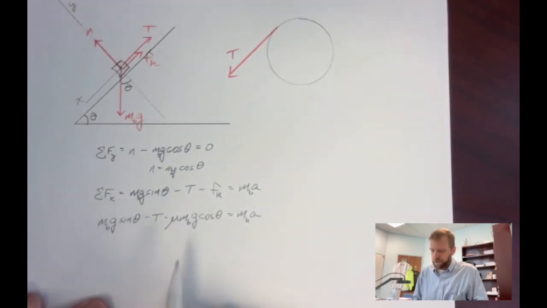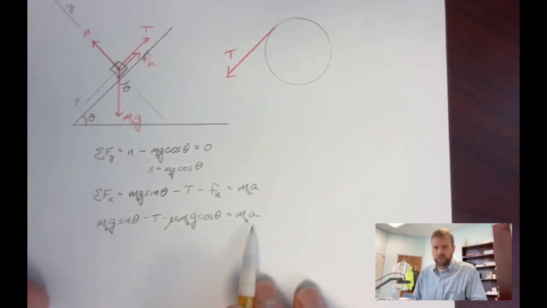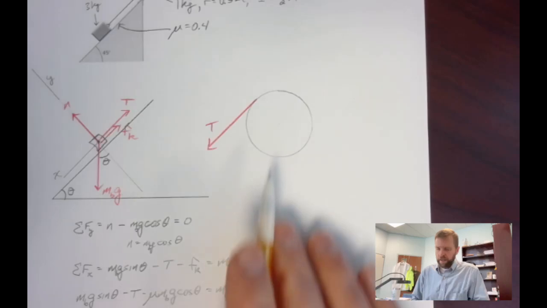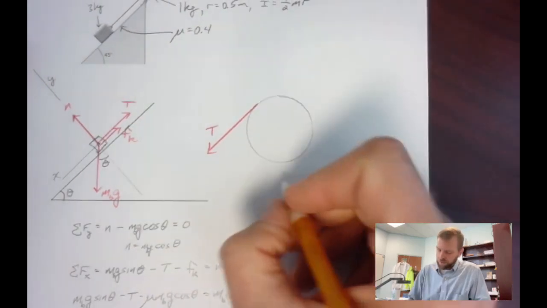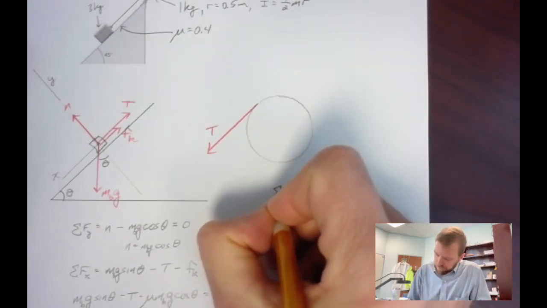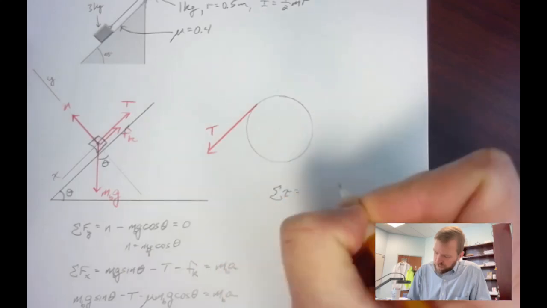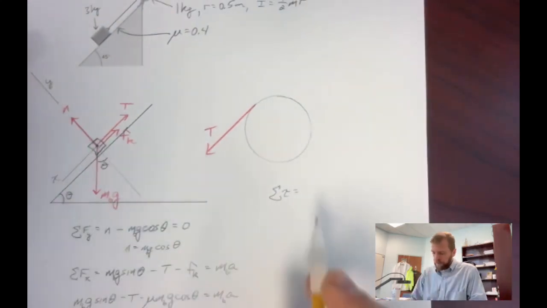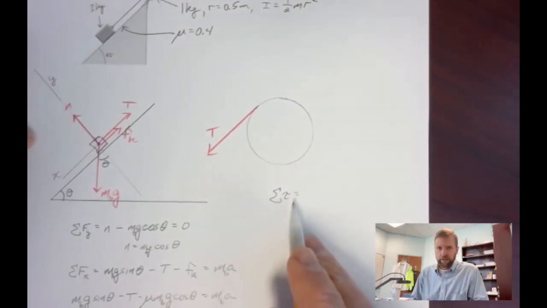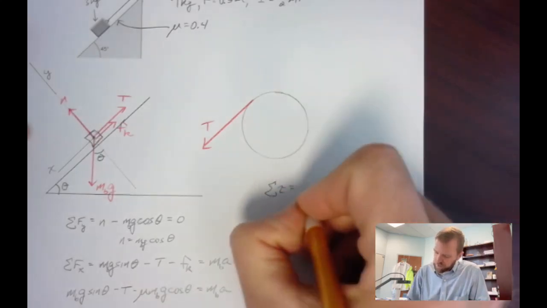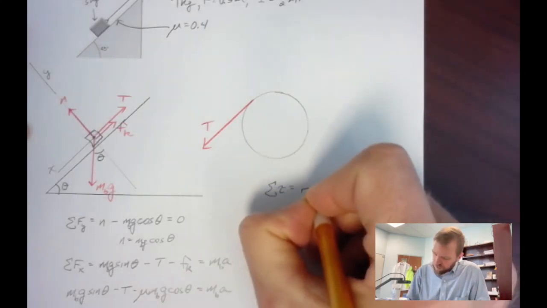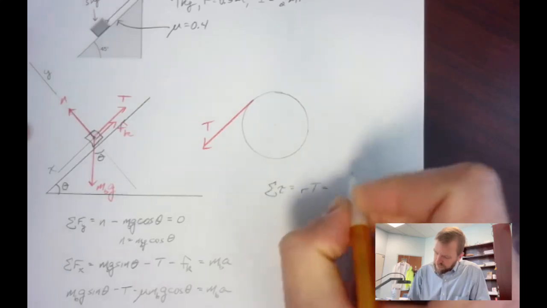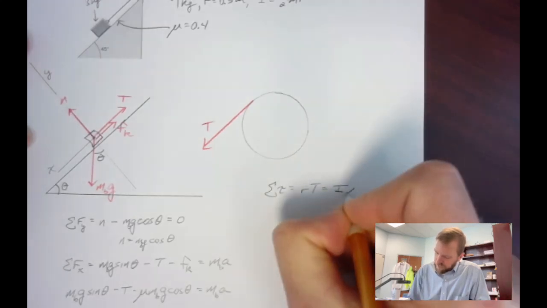There are two things we don't know: tension and acceleration. So we're going to need to look at the pulley in order to find the rest. So we're going to allow the torque to also be in the positive direction. So this is going to be R cross T, which is just R times T. And this is equal to I alpha.